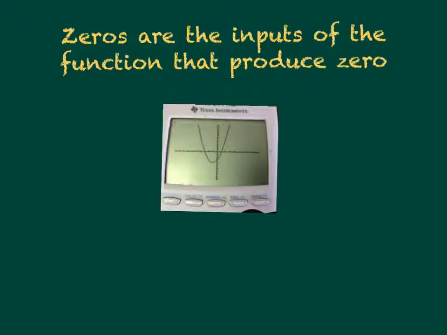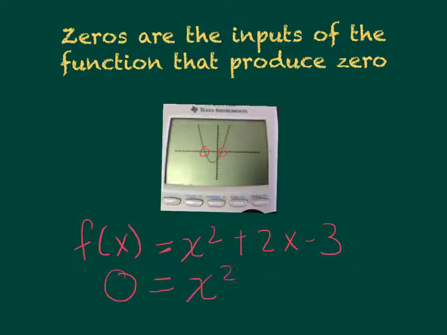When we were working with quadratics, we talked about the zeros because we wanted to know the solutions. If we had a function like f of x equals x squared plus 2x minus 3, we wanted to know what x was equal to when f of x, or the value of the function, was 0. So remember that the inputs of the function that produce 0 are also called the zeros.